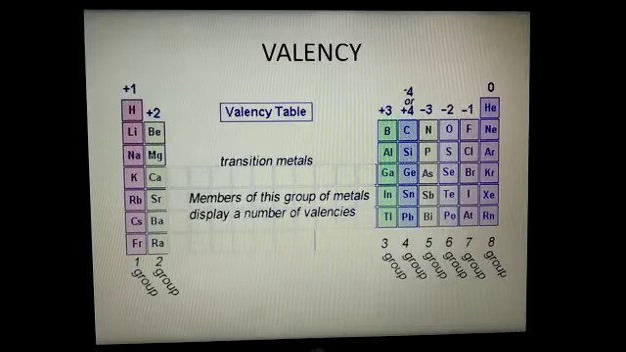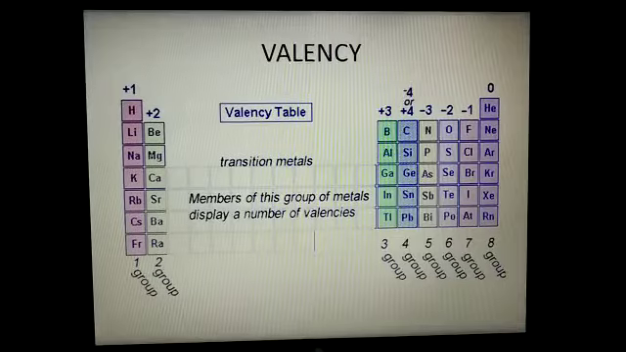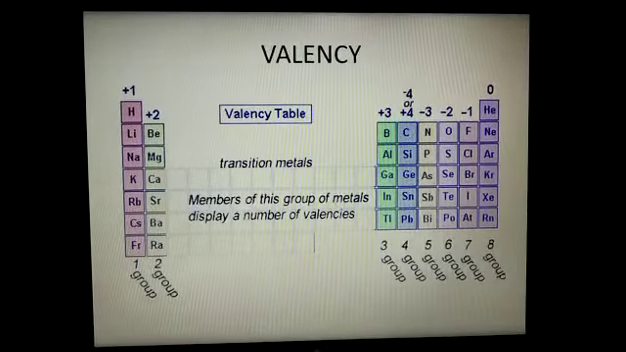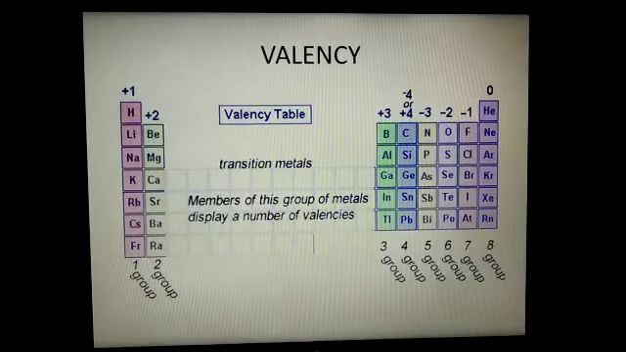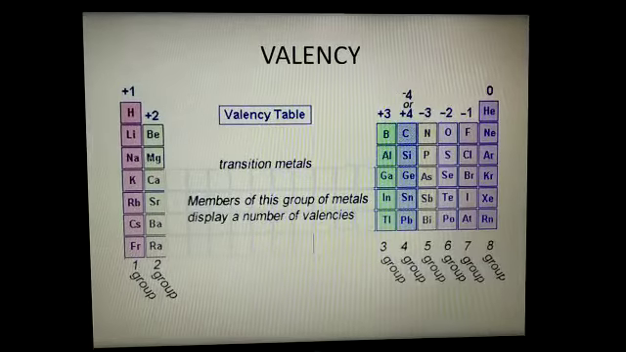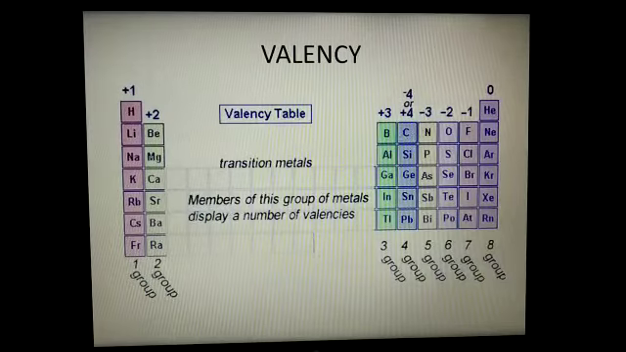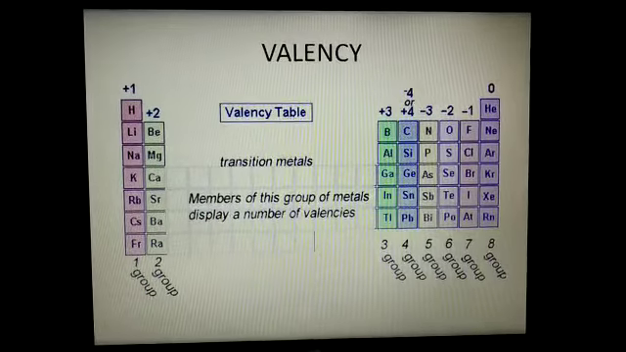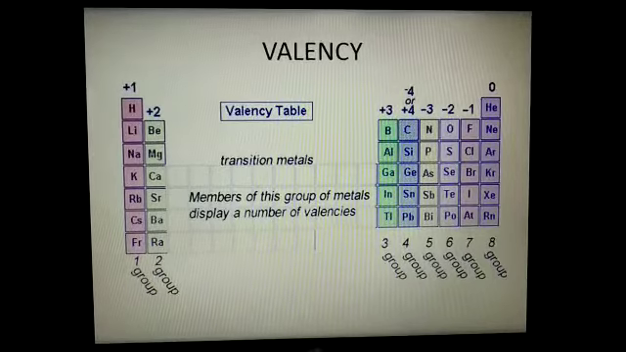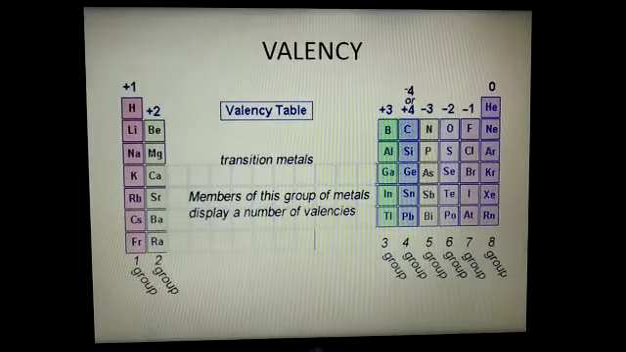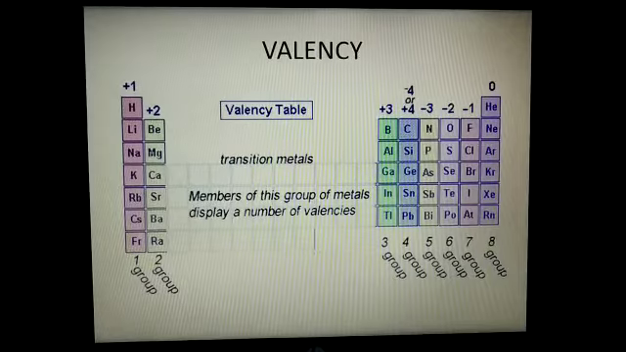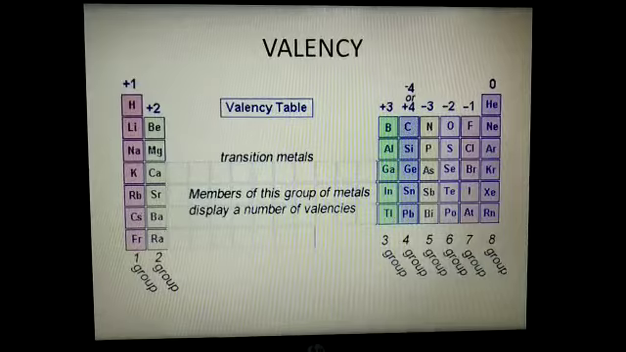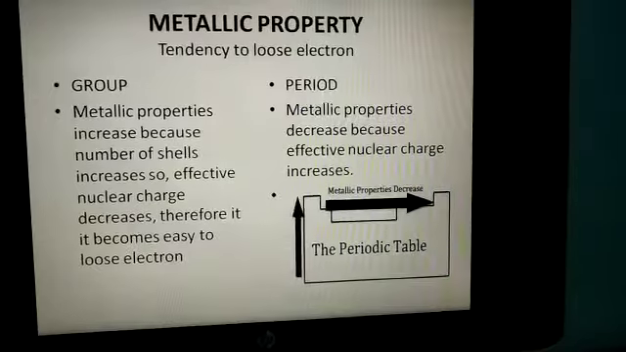Now for the 15th group, the valency becomes -3 because the valence shell has 5 electrons. It means it needs 3 more electrons to complete its octet. Similarly, the 16th group will need 2 electrons, therefore its valency becomes -2. For the 17th group, the valency is -1 because they have 7 valence electrons. And for group 18, the valency is 0 because their octet is complete.